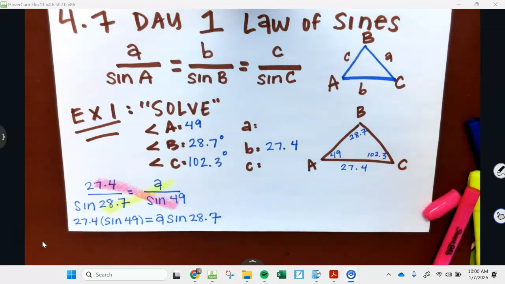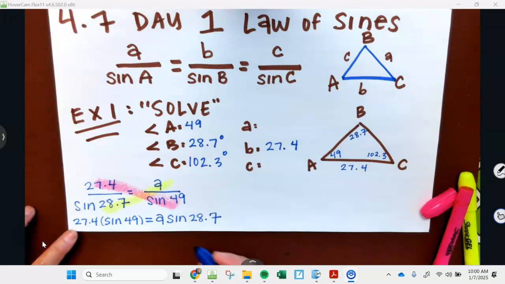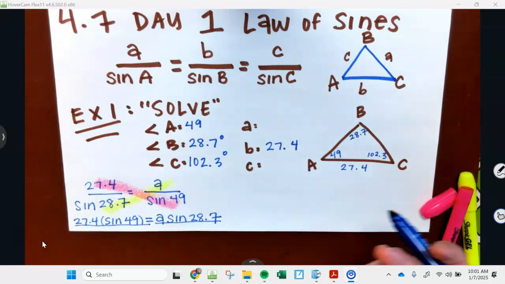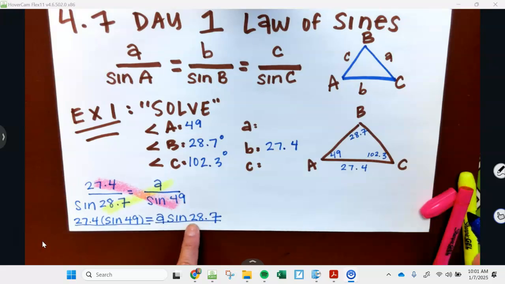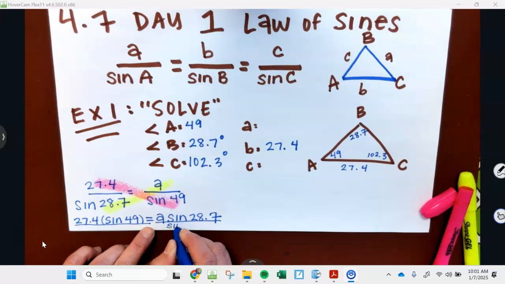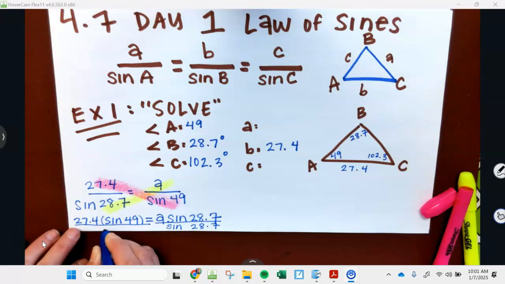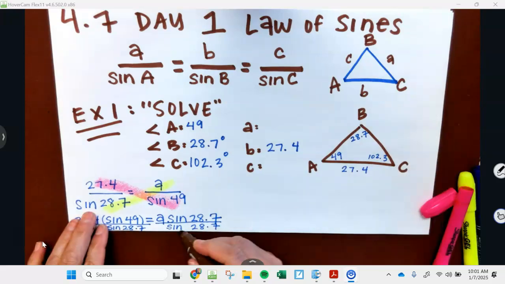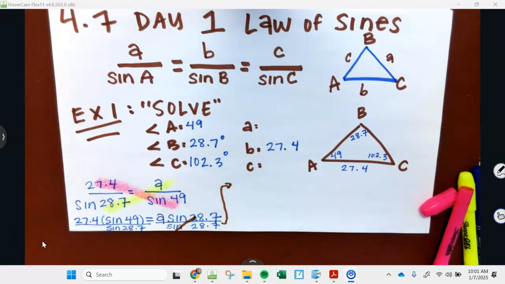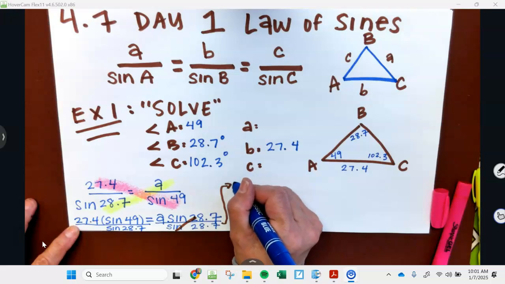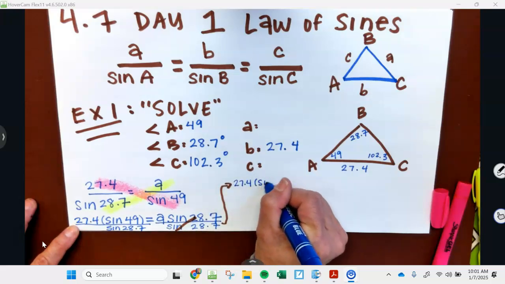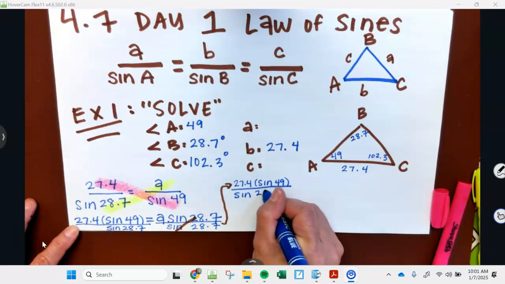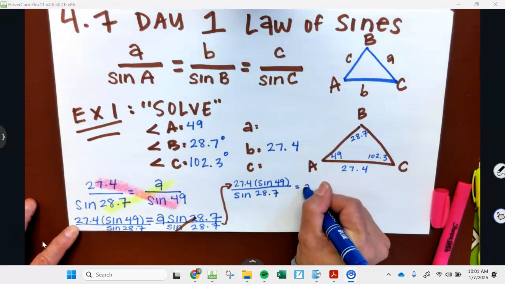Now remember, we want A by itself. We're looking for leg A. So what we're going to do, and I'm going to barely squeeze this in at the bottom of my paper, we're going to divide both sides by what is stuck next to leg A, which is sine of 28.7. So we're going to divide both sides by sine of 28.7. Now remember, these are going to cancel out. I'll just continue my work up here. So 27.4 times the sine value of 49 divided by the sine value of 28.7 is going to give us leg measure A.